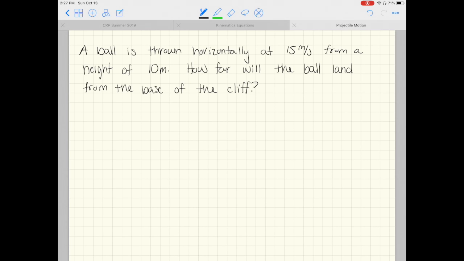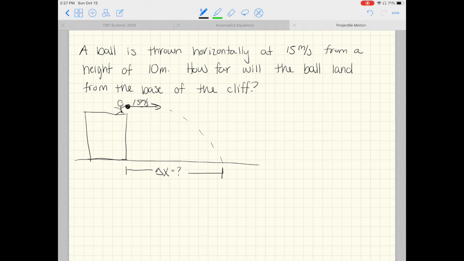Okay, so if we look at a picture, here's the cliff, here's the ball, and the ball is thrown straight across at 15 meters per second. The ball is going to go like this, land and hit the ground, and we want to know how far does it land away. We want to know delta x, knowing that it was 10 meters above the ground. So to solve a projectile problem, I like to split it up into two directions like we did with the vectors. So this would be the horizontal motion, and this would be the vertical motion.